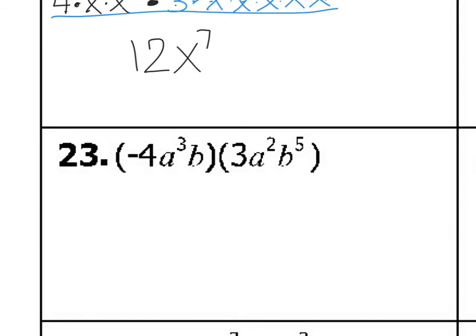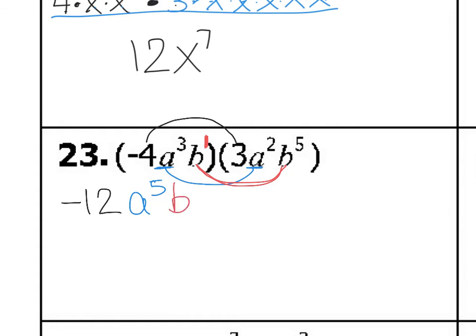All right, so multiply your coefficients. So negative 4 times 3 is negative 12. All right, and now remember, we only do same base. So a cubed times a squared is a to the 5th. And then b, don't forget that invisible 1, b to the 1st power times b to the 5th. So it's going to be b to the 6th. Okay, so that's going to be your answer. Don't forget that invisible 1.